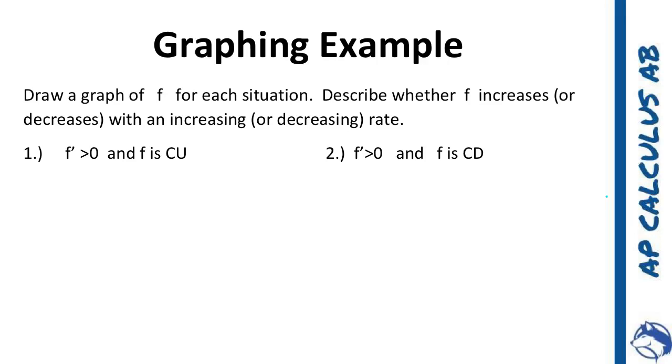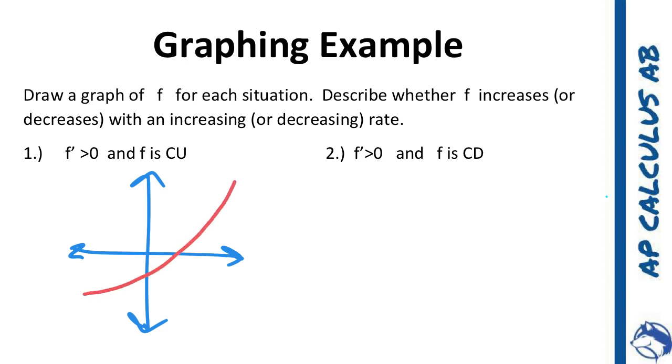All right, so here's an example where we are going to create a graph for each situation. For the first one, they're saying that the first derivative is greater than 0 and it is concave up. So what this means is that I have a positive slope and it's concave up. So I need to start with a positive slope and I have to work my way up. So it's going to look something like this. And so f is definitely increasing, and it's at an increasing rate.